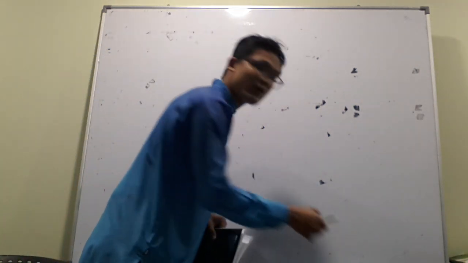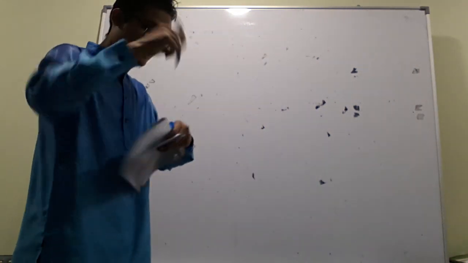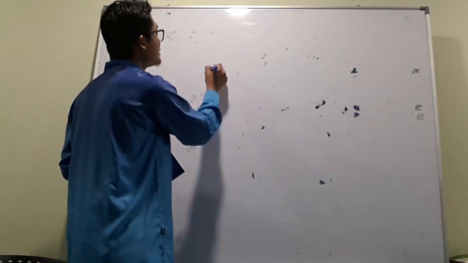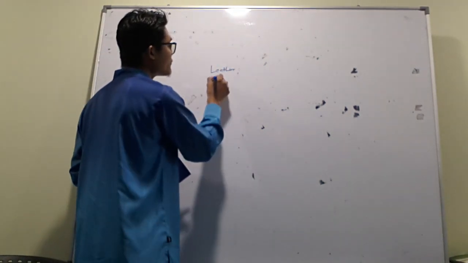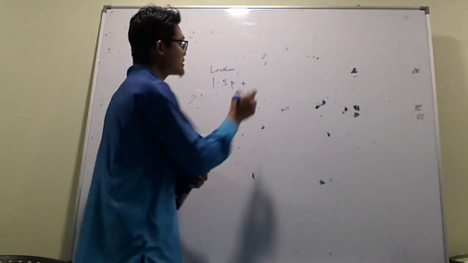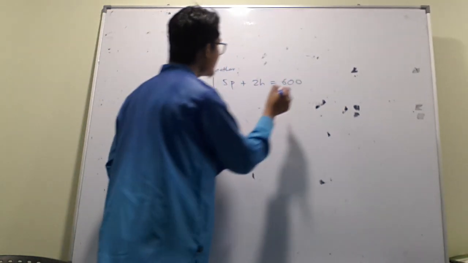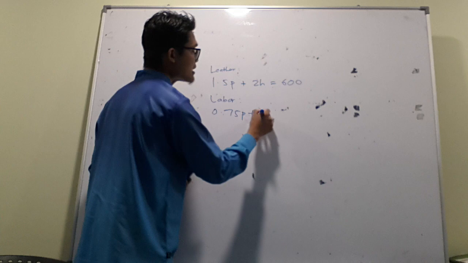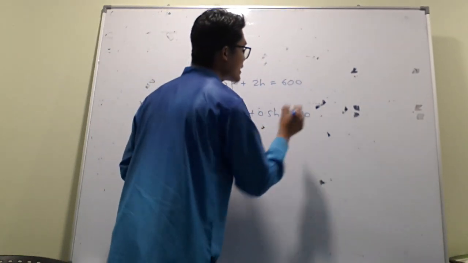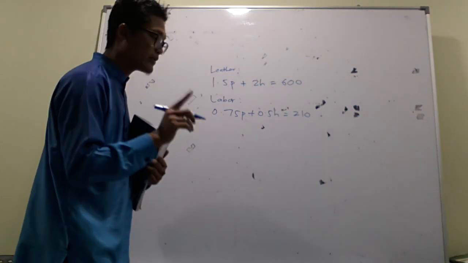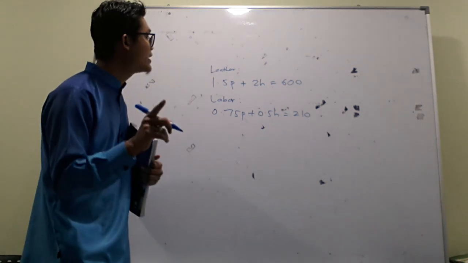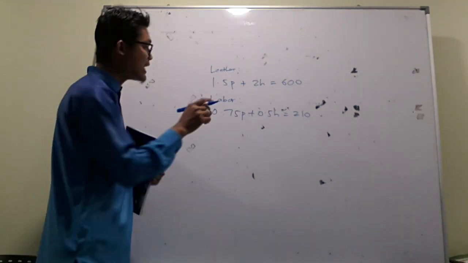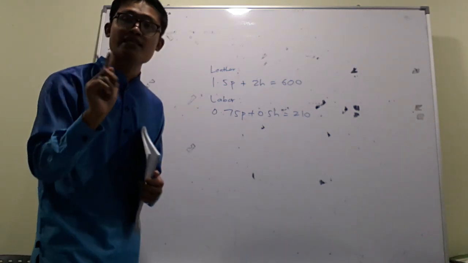Okay, if you have understood that, then what we need to do now is to come up again with the equations for both. By both, I mean the two equations for limiting factor only. As for the leather, we have 1.5p plus 2h is equal to 600, and as for the labor, you have 0.75p plus 0.5h equal to 210. You follow so far? Now, this is very important, so please listen carefully. We have to do this one by one. We have to find the shadow price of leather and the shadow price of labor. Let's begin with the shadow price of leather first, shall we?